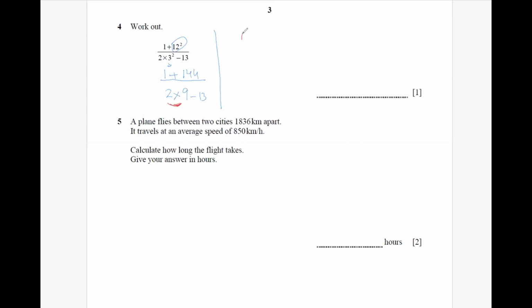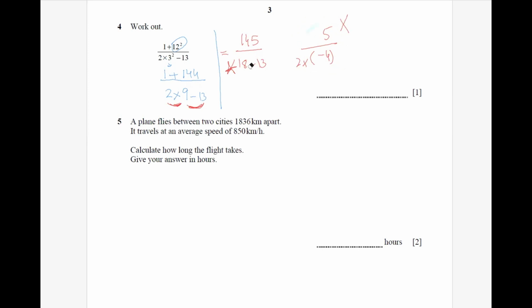So this is going to be 145 in the numerator, and then 2 nines are 18 minus 13 in the denominator. So this is the crucial step of this question. Normally students would be just subtracting 9 and 13, giving an answer of negative 4, and then they are going to multiply. So that is going to make it wrong, because that is the violation of the BODMAS rule. We need to multiply first and then we need to add or subtract.